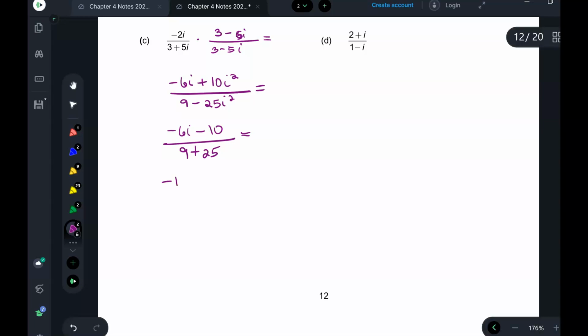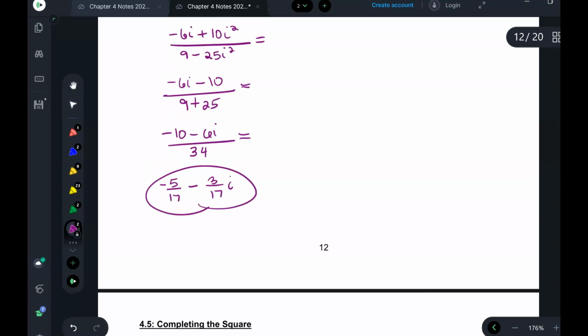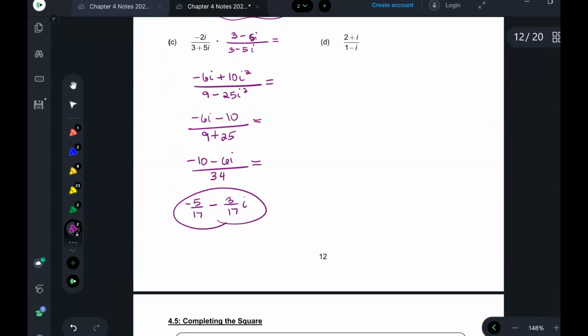The negative 10 over 25. Wait, what's 9 plus 25? 34. Oh, and this one's kind of a pain because both of these can be reduced, right? Because negative 10 over 34, I could divide both by 2, so negative 5/17, not a really nice looking answer. Minus 3/17 i. Just a little annoying with that. Last simplifying.